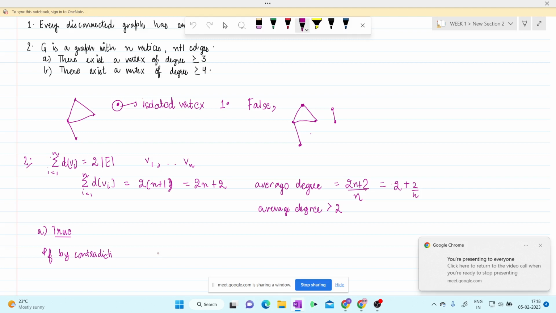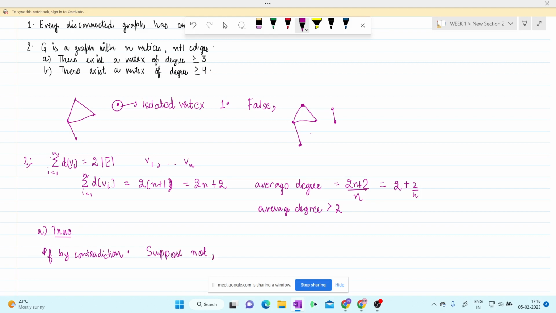So I was saying we'll prove this by contradiction. What are we trying to prove? That if G is a graph with n vertices and n plus 1 edges, then we should have at least one vertex of degree greater than or equal to 3. Suppose not, then the degree of each vertex is strictly less than 3, or the degree of each vertex is less than or equal to 2.